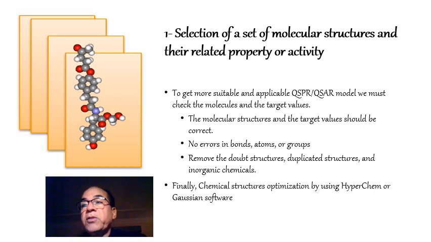No error in bonds, atoms, or groups. Remove the doubtful structures, duplicate structures, and inorganic chemicals. Finally, the chemical structure is optimized by using HyperChem or Gaussian software.